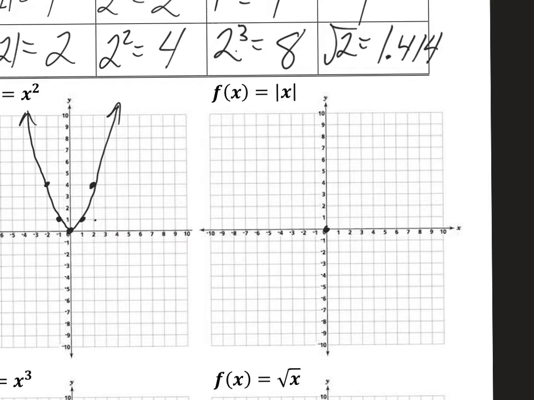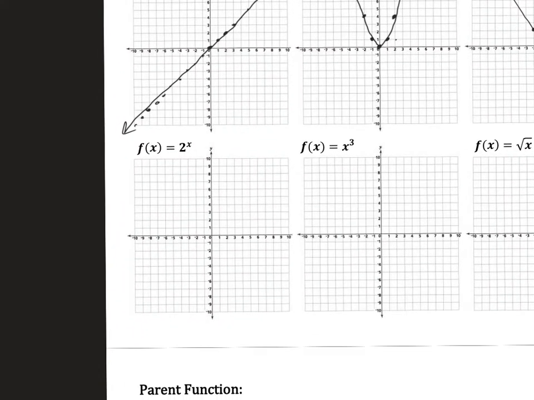Absolute value. Okay, so absolute value of 0 is 0. Absolute value of 1 is 1. Absolute value of 2 is 2. Absolute value of -1 is +1. Absolute value of -2 is +2. So just doing like a rough sketch. Okay, perfect, good.